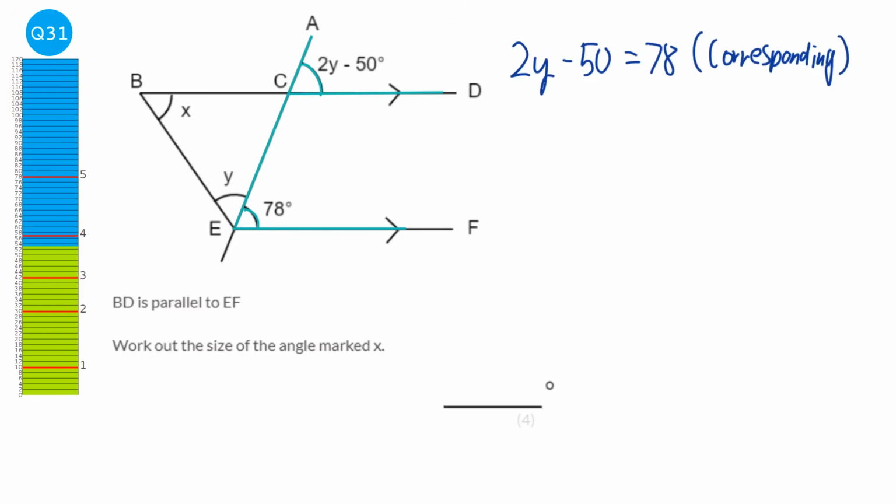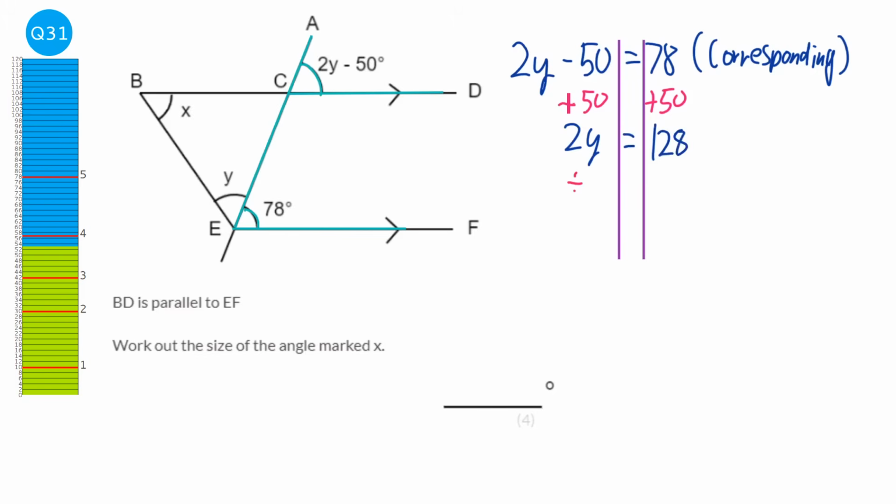And corresponding angles are equal. Now here we've got an equation, and we want to solve it. So we get our lines in. We'll go first of all, add 50 to both sides. So we've got 2y equals 78 plus 50, which would be 128. And then we're going to halve both sides, or divide by 2. So we've got 64. So we know that y is 64.